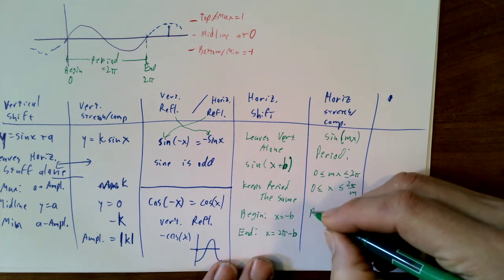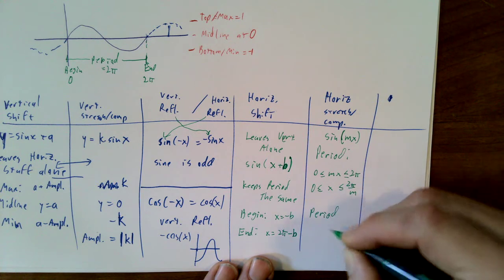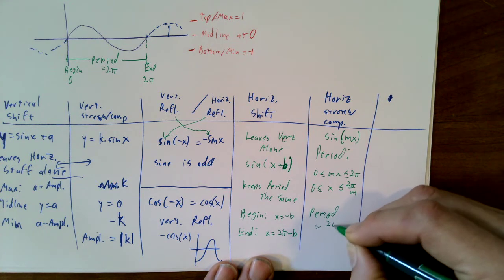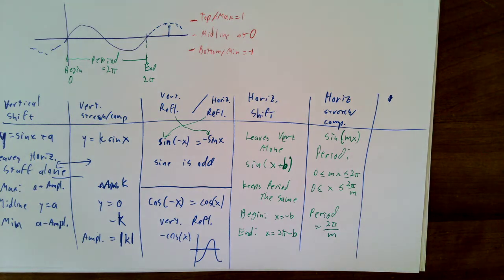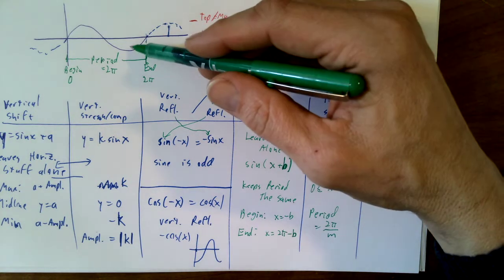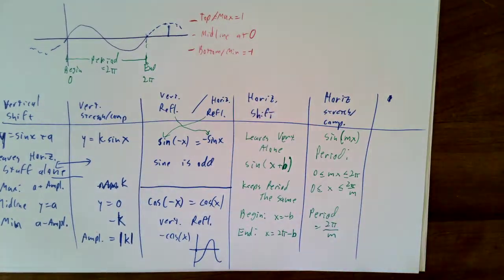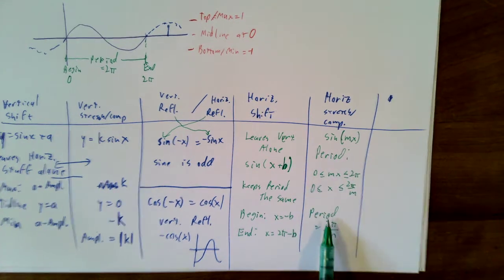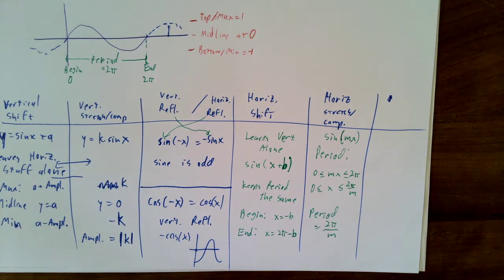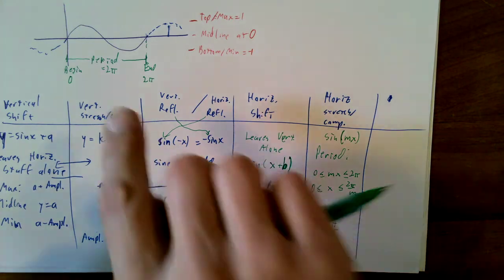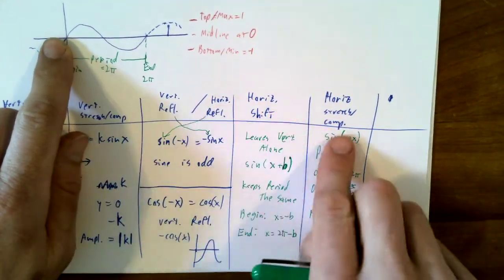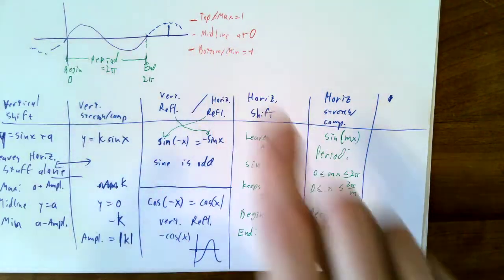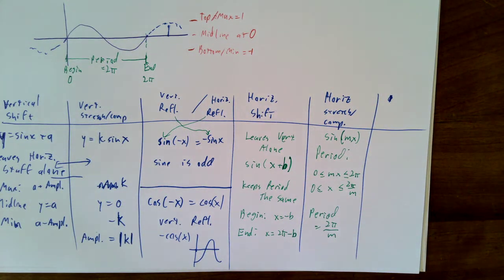The period now is affected by that. The new period is 2 pi divided by whatever that number is. So in the base function, we have sine of 1x, and the period is 2 pi. If I do sine of 2x, it's going to be 2 pi over 2, or just pi, so that's going to shrink it down. If that number is bigger than 1, it's a compression, and if that number is smaller than 1, it's a stretch. And this is how it affects the period.